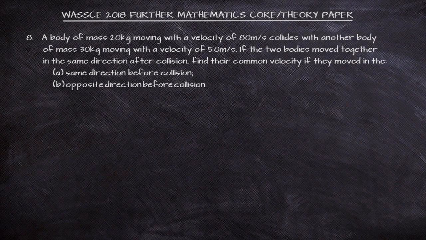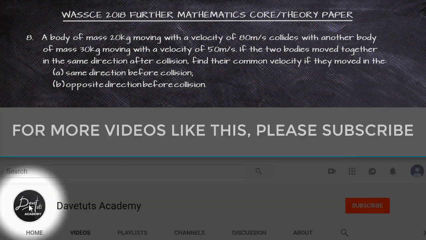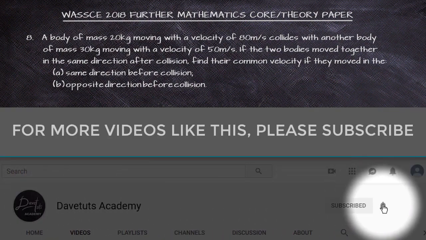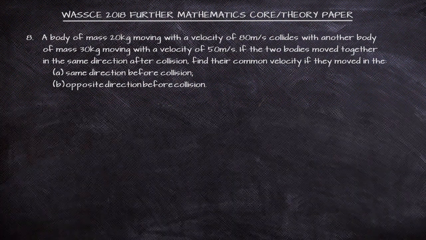Okay, our question number 8 now. We are given that a body of mass 20 kg moving with a velocity of 80 meters per second collides with another body of mass 30 kilograms moving with a velocity of 50 meters per second. Now, the two bodies are assumed to move together in the same direction after the collision. So we have to find the common velocity if they moved in the same direction before collision, then in opposite direction before collision.